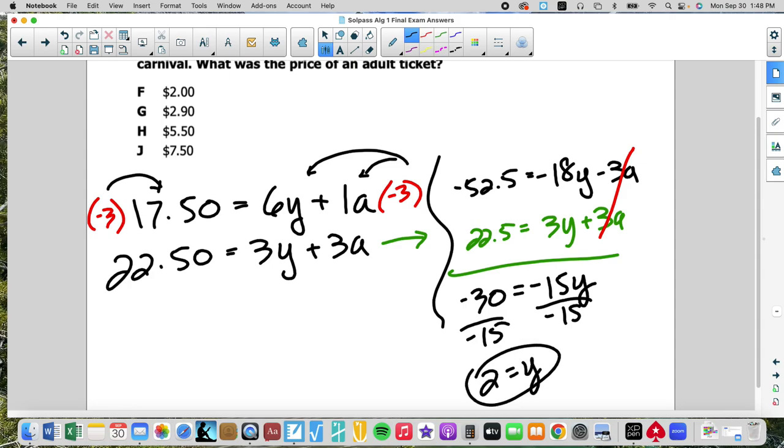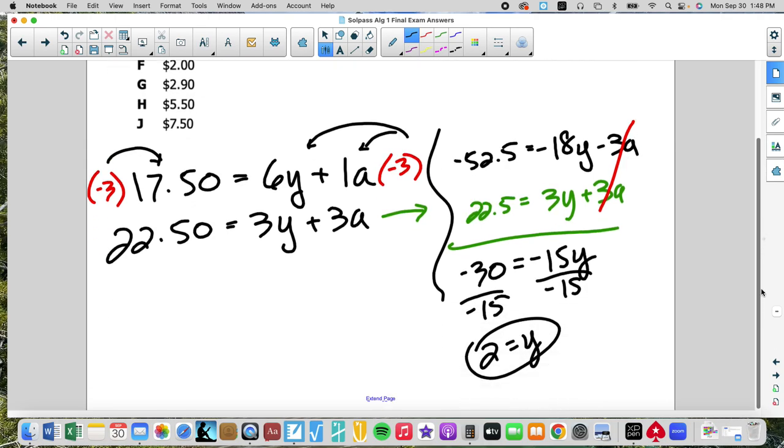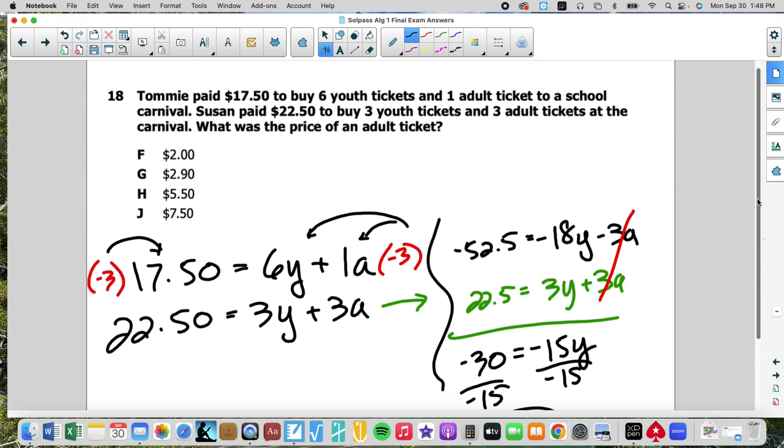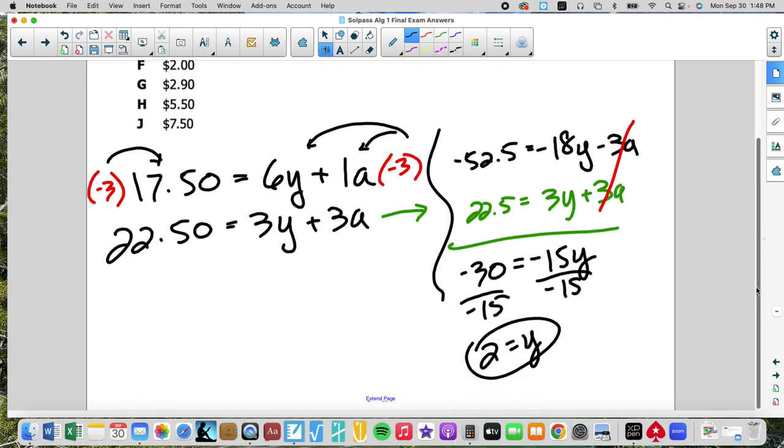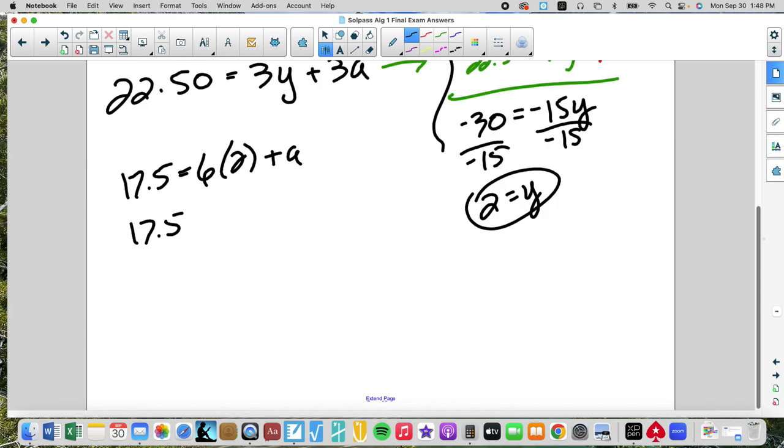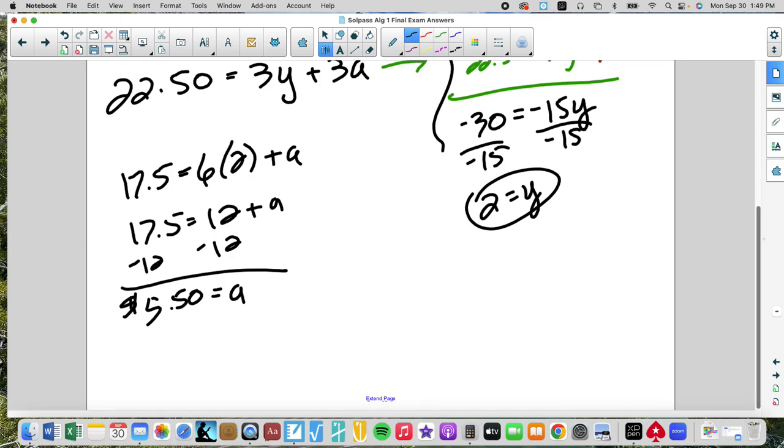So my youth ticket was $2, and now I need to plug into one of those original equations. It says, what was the price of an adult? I probably should have canceled youth so that I would have gotten my adult. So that was a little bit of a mistake. 17.5 equals 6 times y, and my y is 2, plus a. 6 times 2 is 12, so 17.5 minus 12 gives me 5.5. So an adult ticket is $5.50.